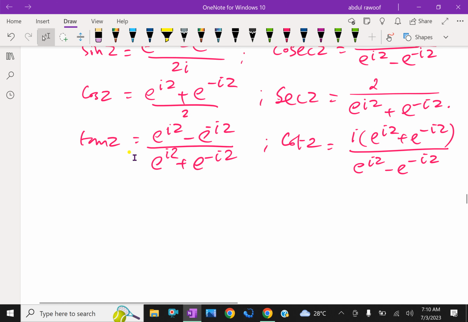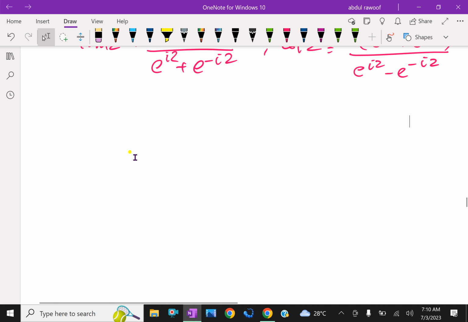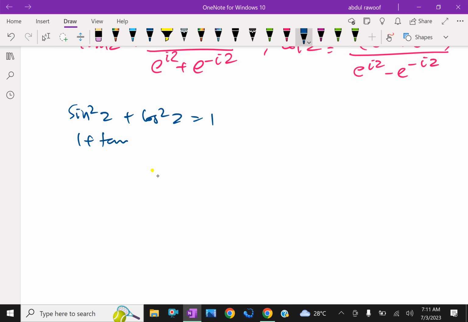Now some special identities regarding complex trigonometric functions. For example, look here: sine square z plus cos square z equal to 1. 1 plus tan square z, we know that it is secant square z. 1 plus cot square z equal to cosecant square z.